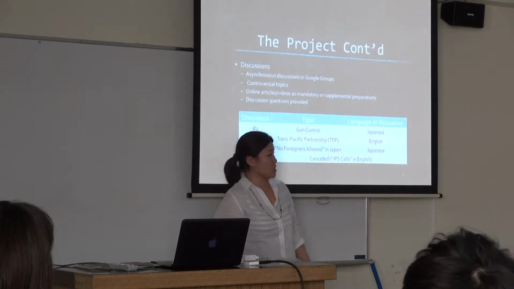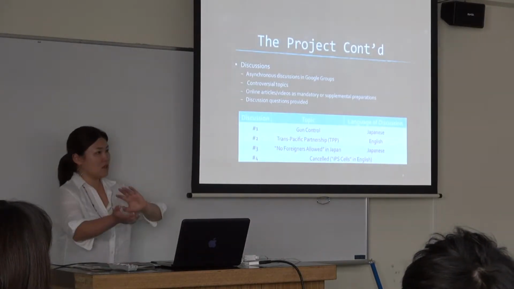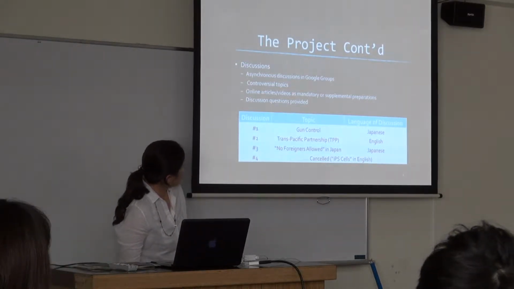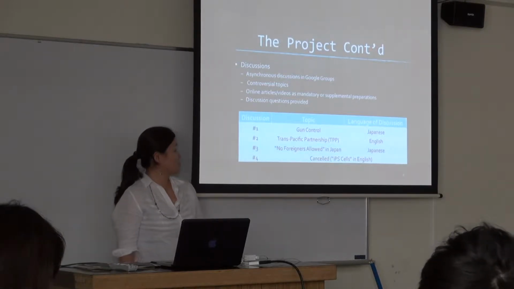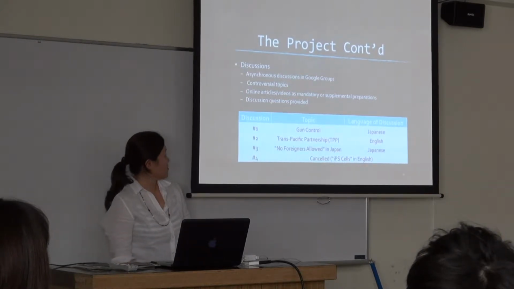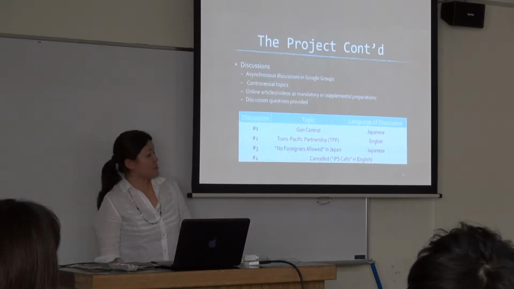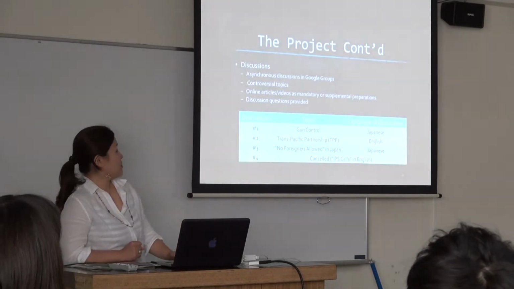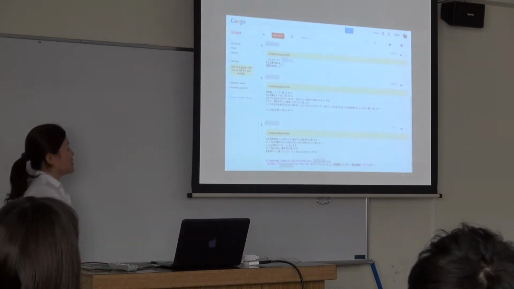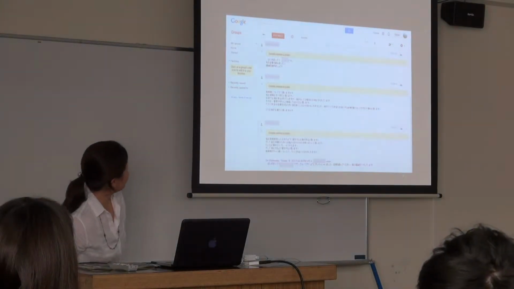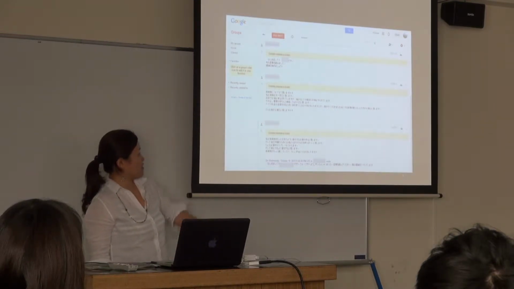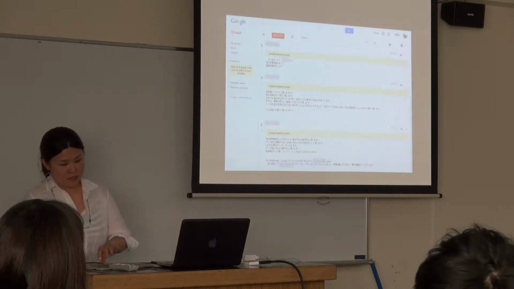We used both languages, Japanese and English. We switched between languages depending on the topic. Students had to read articles beforehand on the topic so that they could have fruitful discussions online. We also provided discussion questions beforehand so that they could think based on those questions. This is the actual Google group discussion that took place. I hope it wasn't yours. This isn't yours. It was a Japanese discussion this time. But anyway, this is what we did.